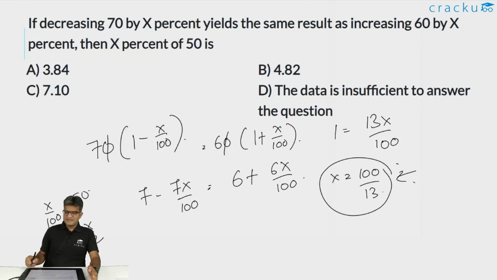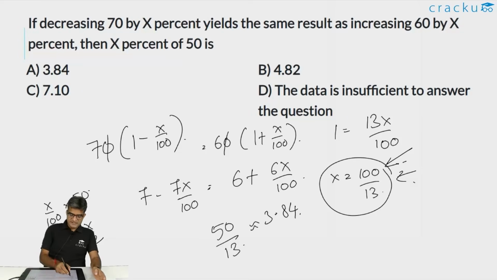If this is x, what is x by 2? X by 2 will be 50 by 13. X is 100 by 13. X divided by 2 is 50 by 13. Therefore, if you simplify, this is equal to 3.84. So the correct answer is option A.